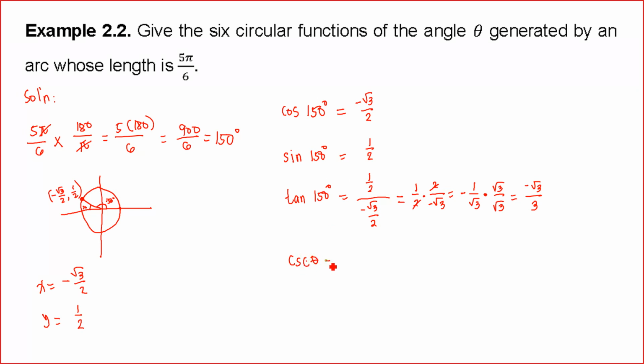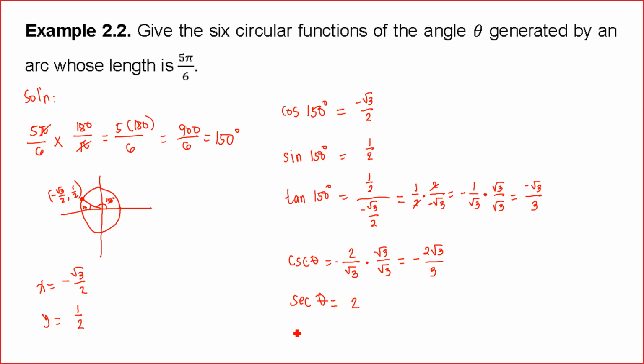So for the cosecant theta, it is the reciprocal of this one. So that is 2 over negative square root of 3. We have to rationalize the denominator, so you have square root of 3 over square root of 3. And what we have here is negative 2 square root of 3 over 3. And then for the secant theta, it is the reciprocal of this one. So the reciprocal of 1/2 is 2.